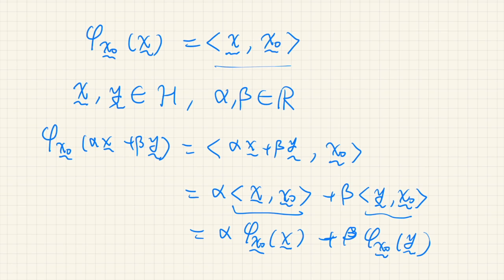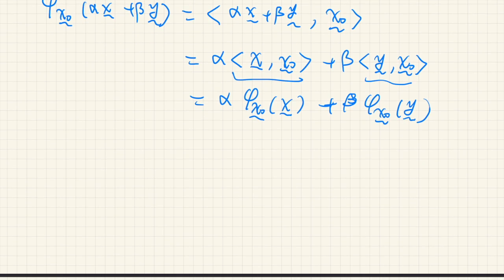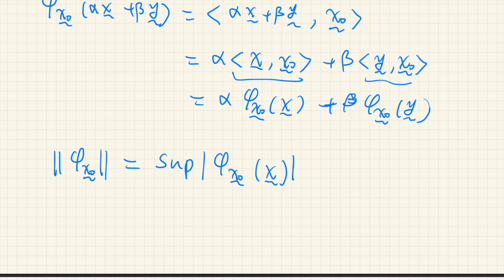Next, we want to show that the map phi x0 is bounded. But what do we exactly mean by bounded? To define that, we first need the notion of magnitude of the map, which is the norm of the map. So here it is, phi x0. Its norm is defined as the supremum of the value of the map phi x0 of x, where x is any element of the Hilbert space whose norm is less than or equal to 1.